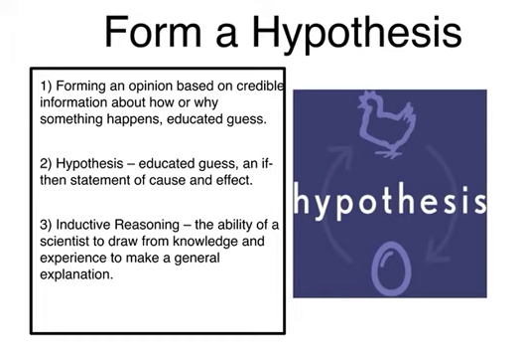Your hypothesis is an if-then statement of cause and effect. So if it is going to rain outside, then the sky will be gray. That would be an educated guess of cause and effect. Inductive reasoning would be your ability as a scientist, and you are a scientist, to draw from knowledge and experience to make a general explanation. So the third step is forming that hypothesis based on what you already know.